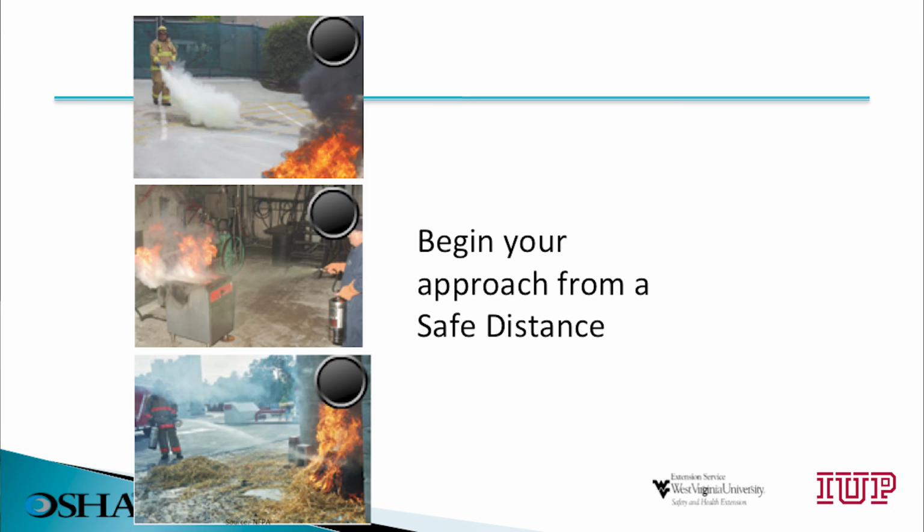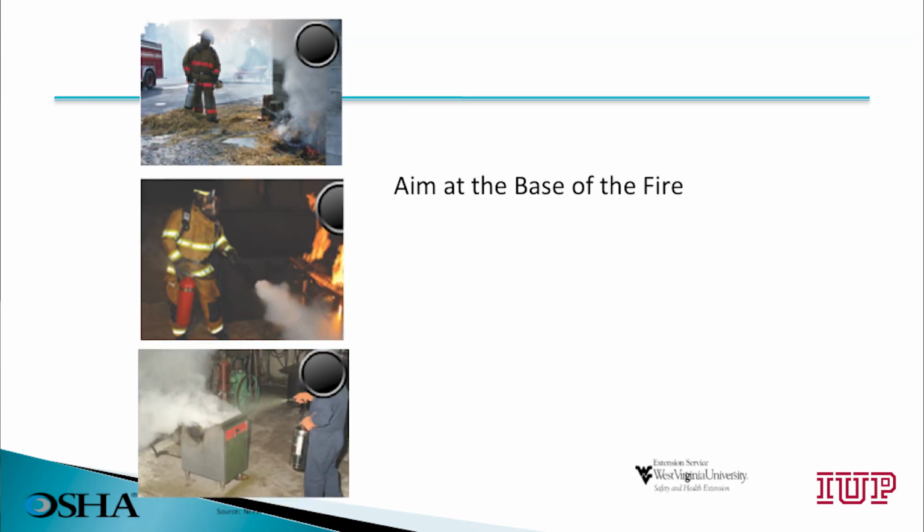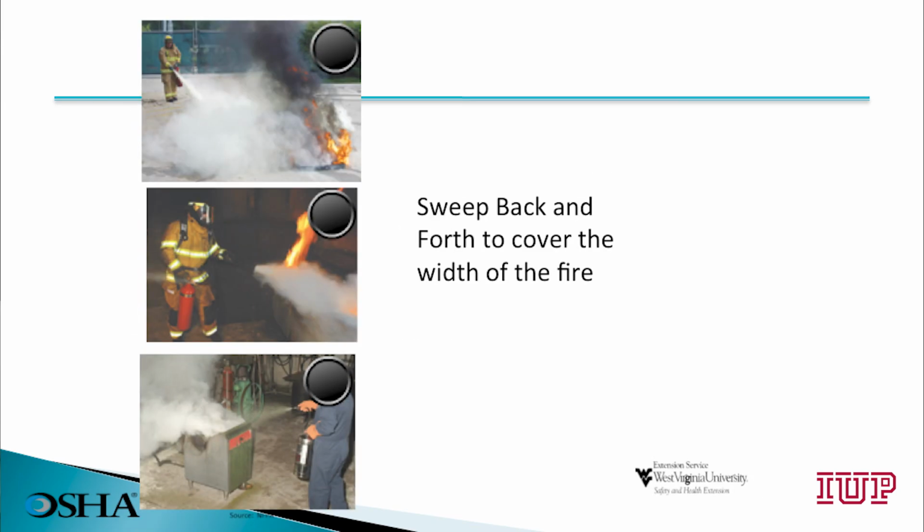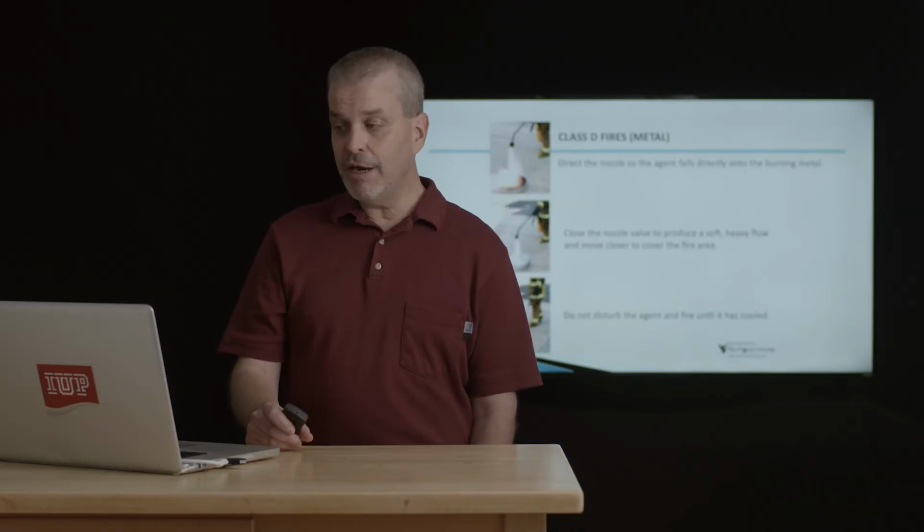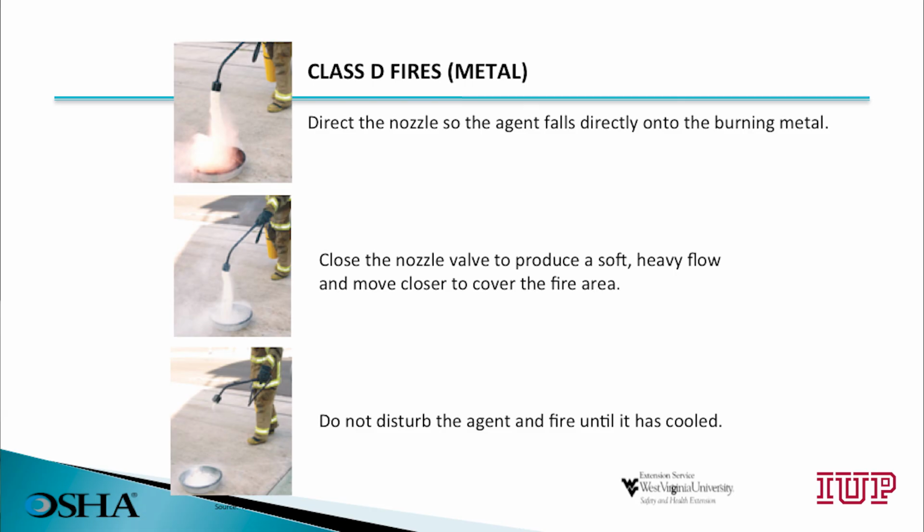We will begin our approach from a safe distance. We will aim at the base of the fire, and we will sweep back and forth to cover the width of the fire. Class D fire extinguishers are a little bit different. We want to direct that nozzle so the agent falls directly onto the burning metal. We will close the nozzle valve to produce a soft, heavy flow and move closer to cover the fire area. Most importantly, do not disturb that agent and the fire until that fire is cooled.